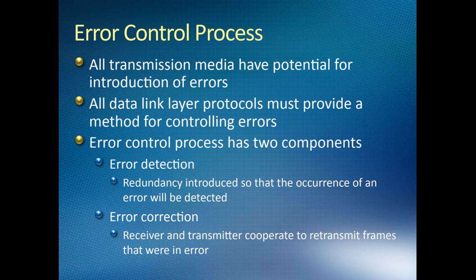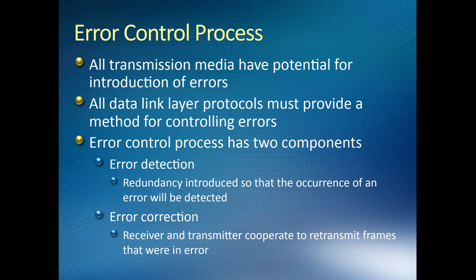Okay? The error control process has 2 components. First, we have error detection, so you need to detect if there is an error. And then you need to correct. And correction for transmission is very limited. What is the correction in transmission? What do we do?